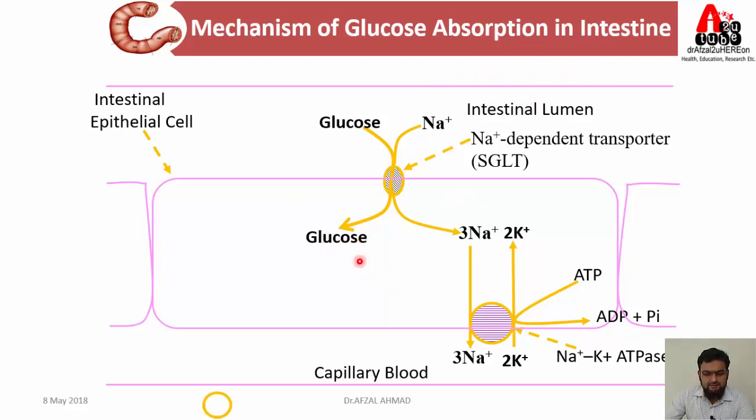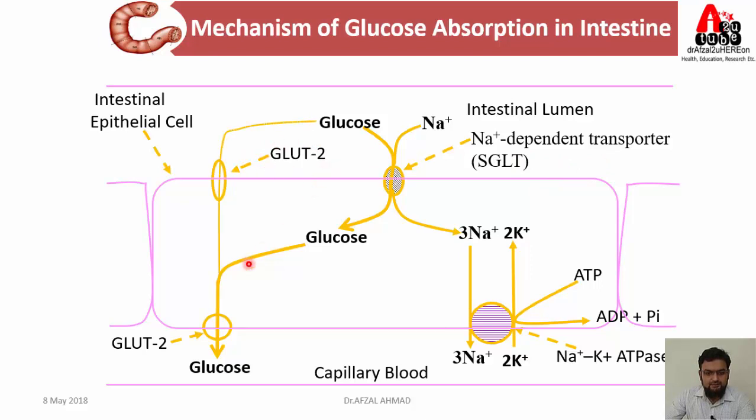Now from inside the intestinal epithelial cell, this glucose molecule will activate the GLUT2 receptor present in the intestinal epithelial cell, and the glucose molecule will come into the capillary blood. To a lesser extent, other than the sodium dependent glucose transporter, some of the glucose molecules will enter through the GLUT2 receptor and reach the capillary blood. So for the absorption of glucose in the intestine, we have mainly the sodium glucose transporter, and GLUT2 is required in lesser amount.